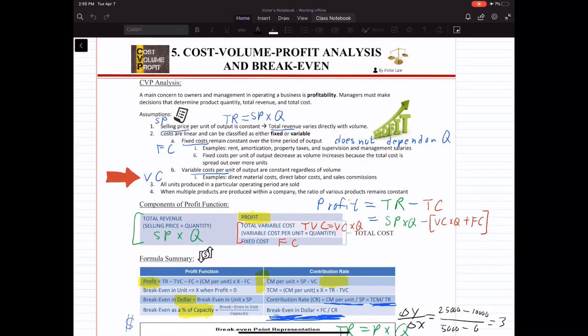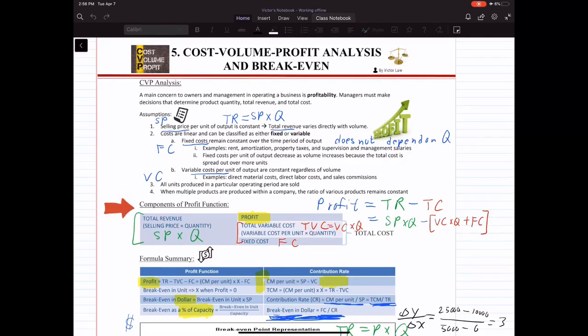The second type of cost that we have is variable costs per unit. Variable costs per unit are costs that are directly related to the production of the goods. The examples that I gave you are direct material, direct labor, sales commissions. Every time you sell a unit, these are the costs that are directly related to that product. And what we're assuming is that the variable costs are constant. It doesn't matter how many units you're producing, you're still paying the same amount of variable costs for each unit. So those are the two main assumptions that we have.